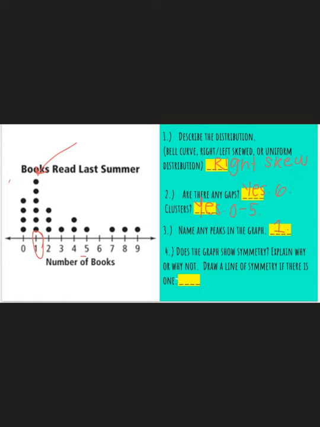Then lastly, does the graph show symmetry? Remember, very similar to our explanation from the last question. If it is right or left skewed, it is not going to be symmetrical. There will be no line of symmetry for this.